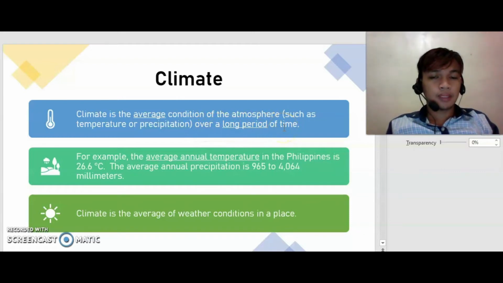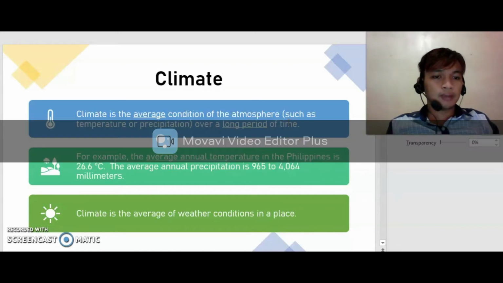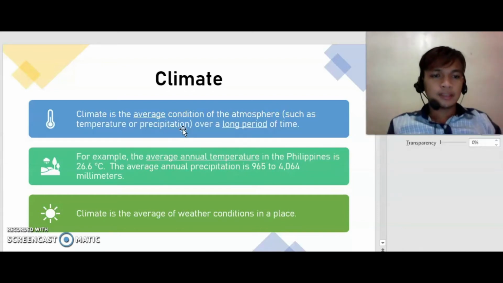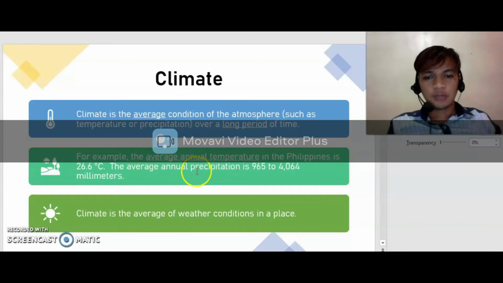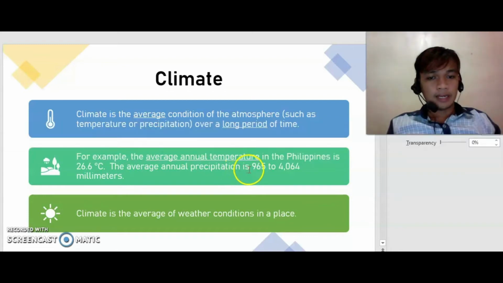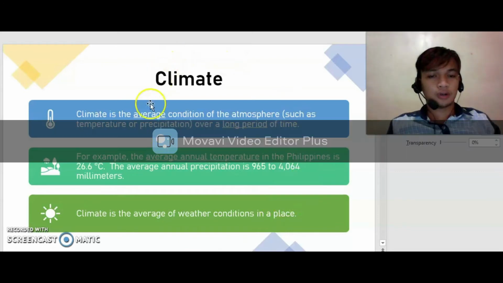So, malaki ang pinagkaiba ng weather at climate. Kapag weather po, ito ay yung current observation natin at a specific given time and place. So, in a day, there could be different weather na mangyari sa atin, no? Now, sa climate naman, we have here factors such as average condition and a very long period of time. For example, the average annual temperature in the Philippines is 26.6 degrees Celsius. This is according to the internet. So the average annual precipitation is from 965 to 4,064 millimeters. Climate is the average of weather conditions in a place. So this is your climate.